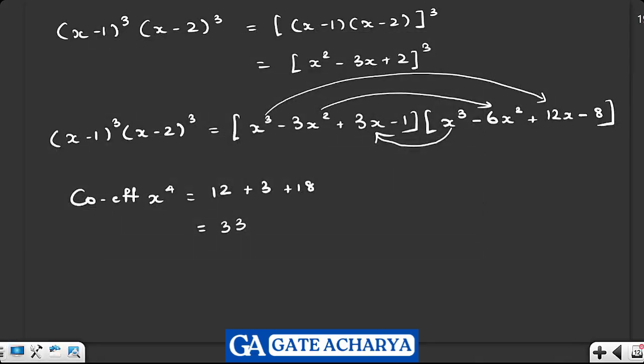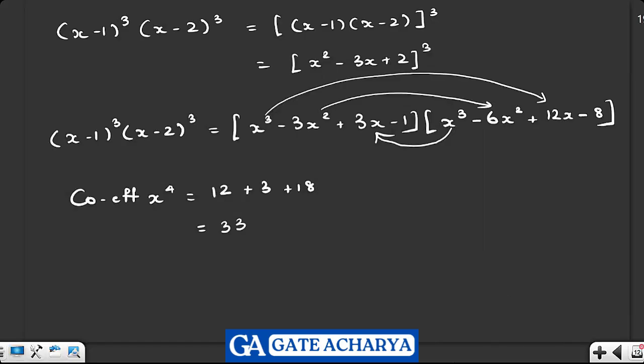Understood? So this is how I approach it. You can even do the entire multiplication, but it's going to be a very horrible, very lengthy equation. So why are you wasting time on it? I am only interested in the coefficient of x raised to 4. Just see all the possibilities of x raised to 4, and from there come to the conclusion. Understood? This is what I prefer rather than going for trinomial expansion.